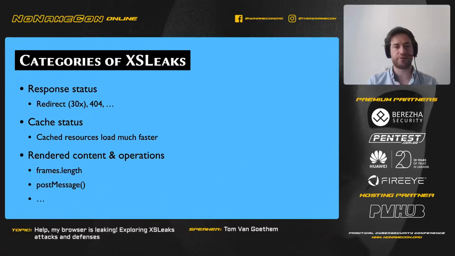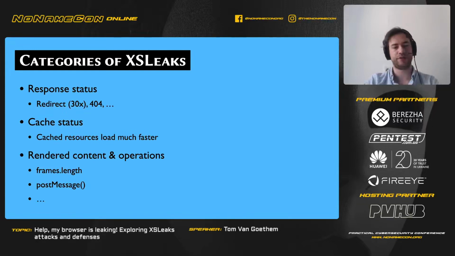There's different types of categories for cross-site leaks. For instance, we have the status of the response. This could be a redirect. For instance, if the user is not logged in, it will be a redirect to the login page or a 404, etc. So there's different types of ways to determine this.